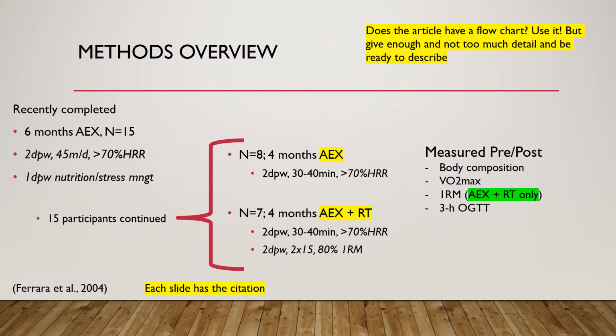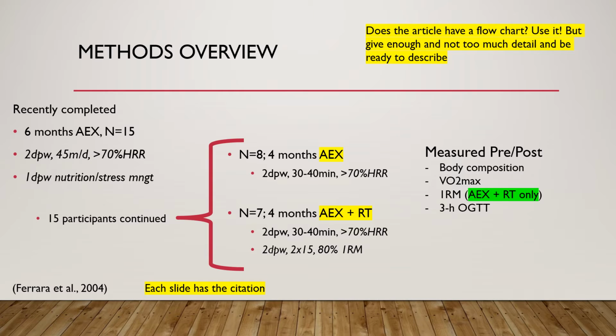Individuals volunteered to be in the aerobic exercise plus resistance training, so they weren't randomly assigned, they volunteered to do the resistance training. So both groups did the same aerobic exercise. The only difference is the addition of 2 sets at 15 reps of some strength training exercises at 80% of the 1 RM.